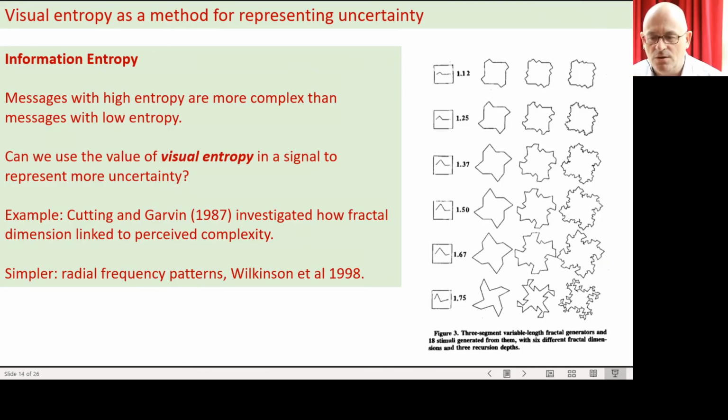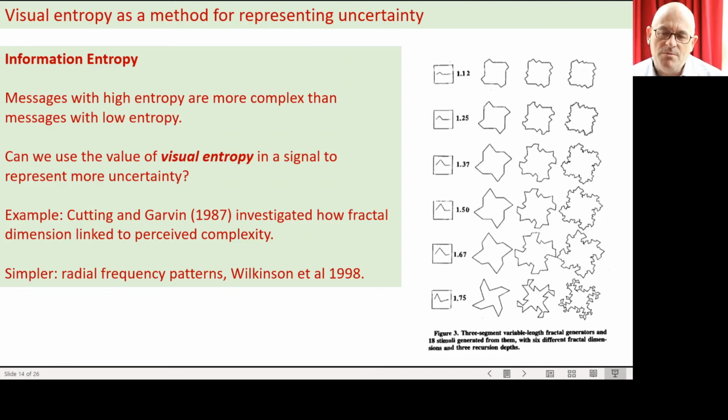So this is a set of shapes that Cutting and Garvin created in the 1980s, when they were trying to investigate how fractal dimension linked to perceived complexity of shape. And they did some experiments which showed that people would order these glyphs by complexity quite naturally if asked to do so. And so we started to think, well, could we use this shape complexity to encode uncertainty?